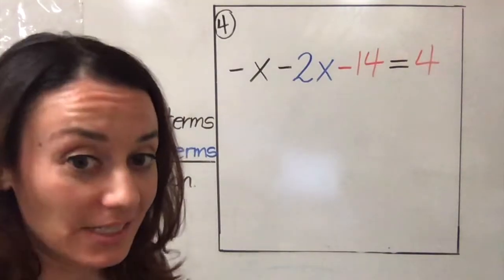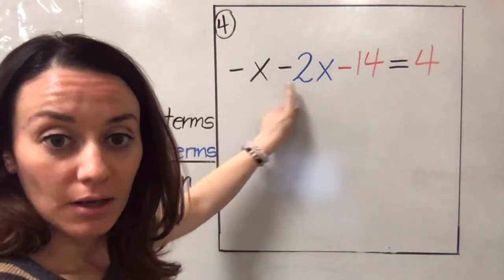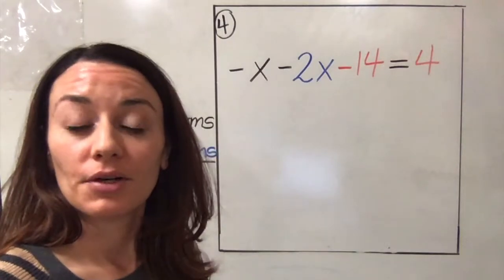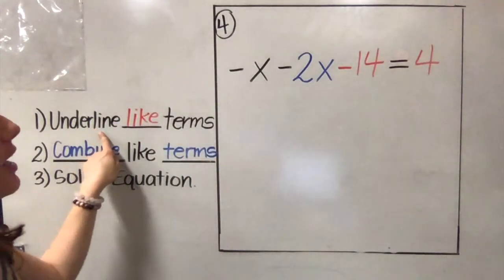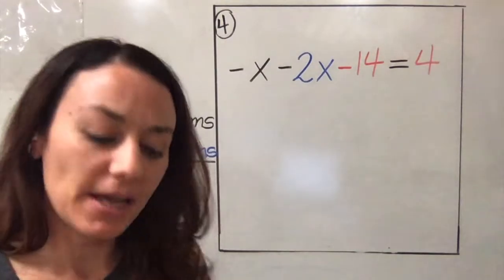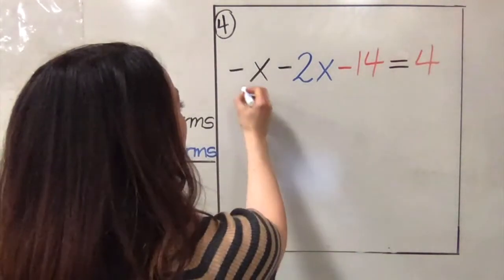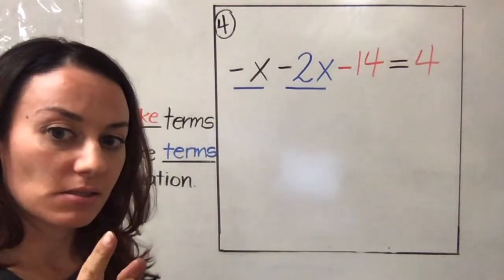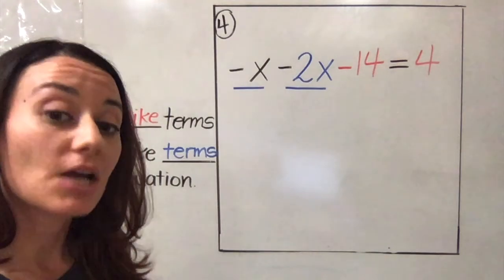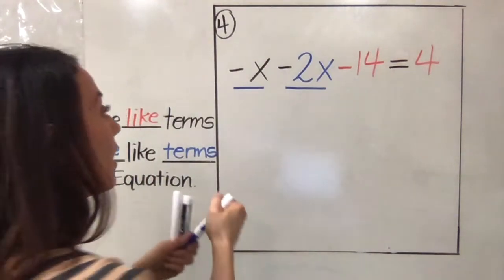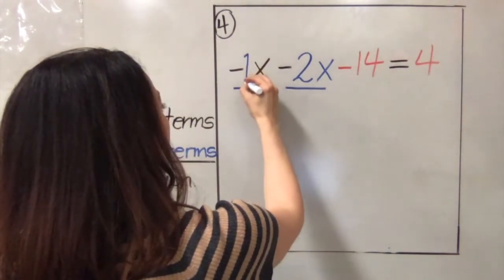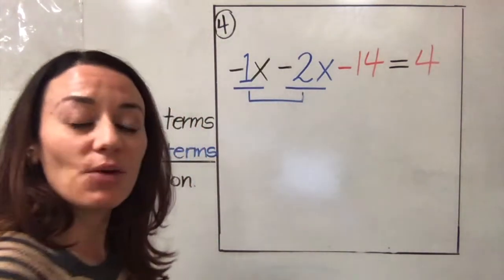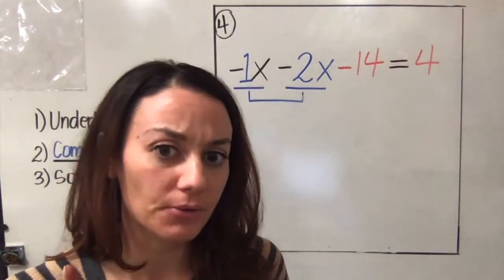Let's read our last example. It says negative x minus 2x minus 14 equals 4. So let's underline the like terms. Underline the terms with x. We have a negative x and a negative 2x. Is there something in front of that negative x? What do you think it is? It's actually being multiplied by a negative 1, right? Exactly. Okay? So we're going to take negative 1 and negative 2, those coefficients, and we're going to combine like terms.